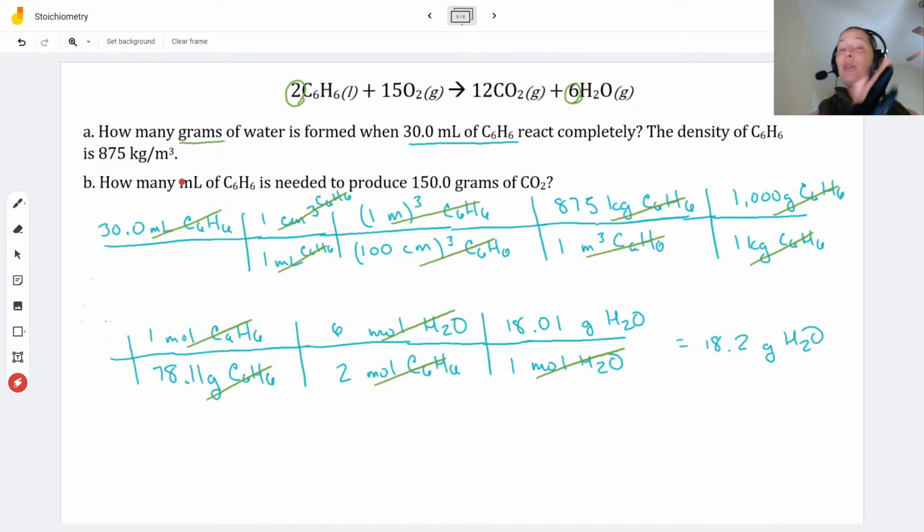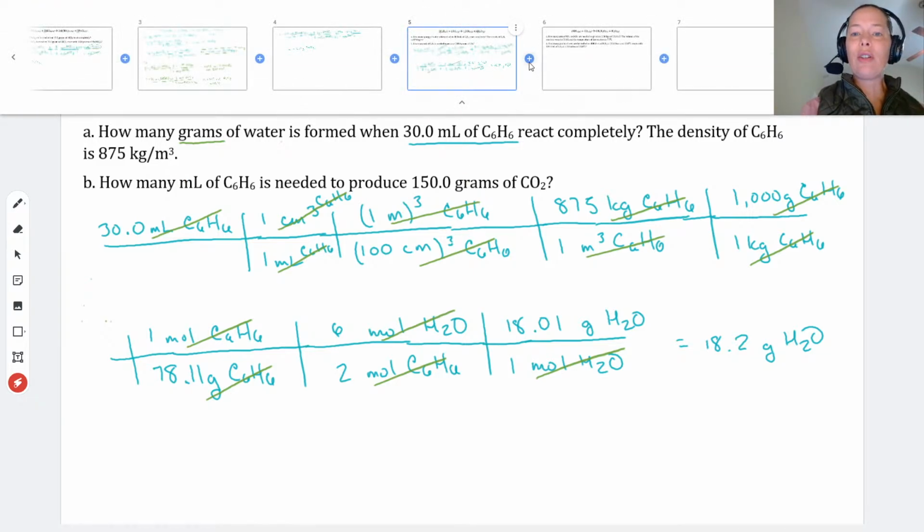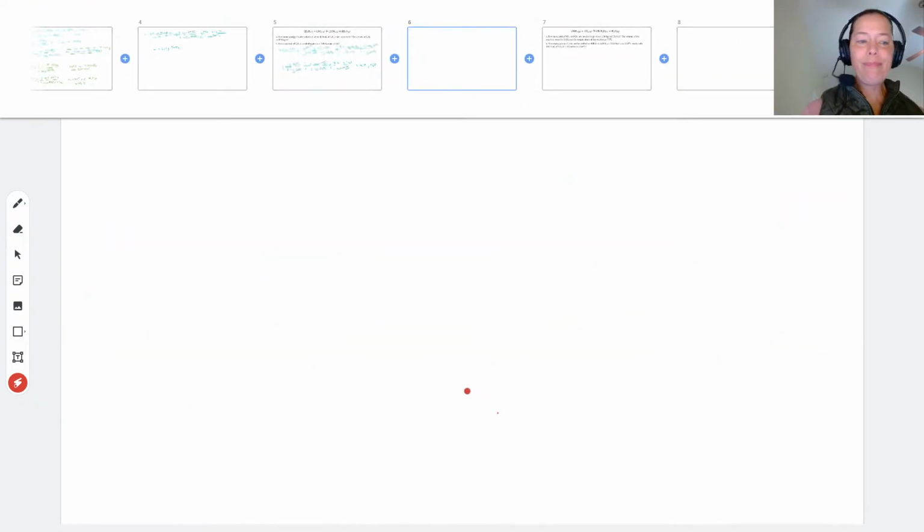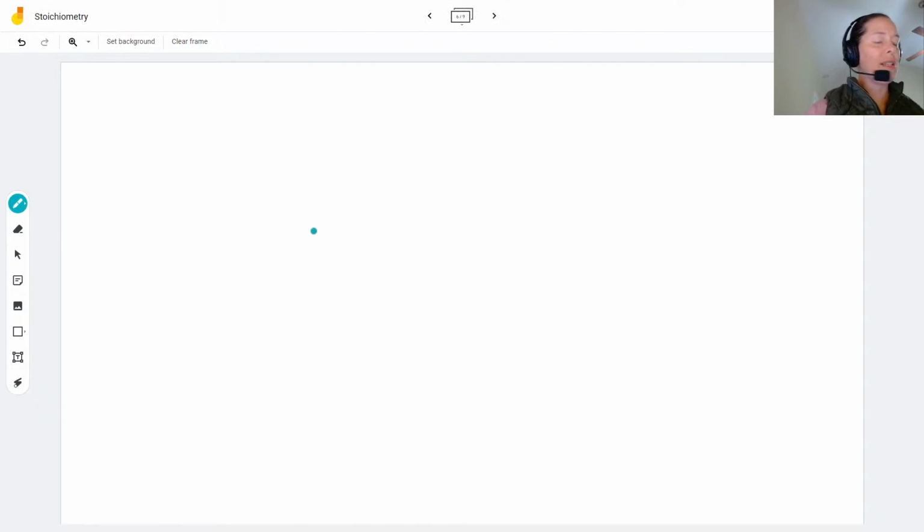So in part A, we started by using our density before we did our mole ratio, before we did our stoichiometry. But in part B, we're actually going to do our stoichiometry first and then use our density. And I'll show you what I mean, but of course I need an extra page here, so let me put an extra page. Okay, let's write our balanced chemical equation because we're definitely going to need that.